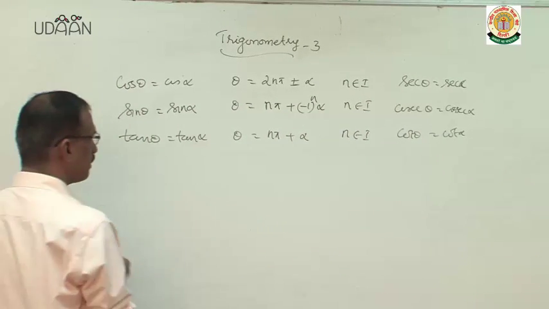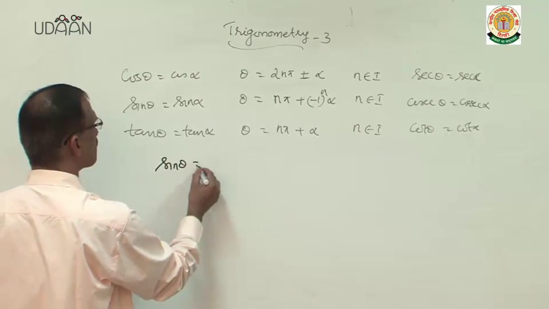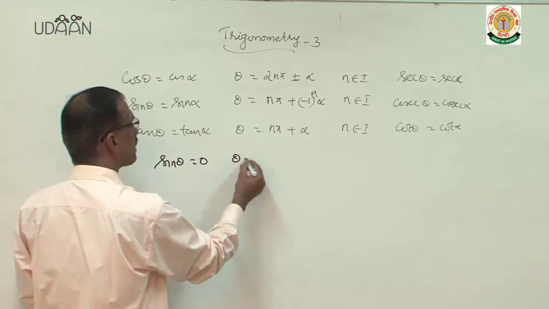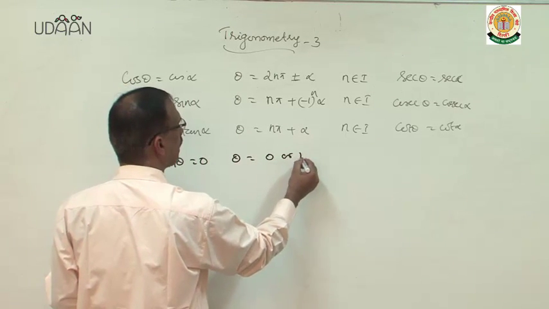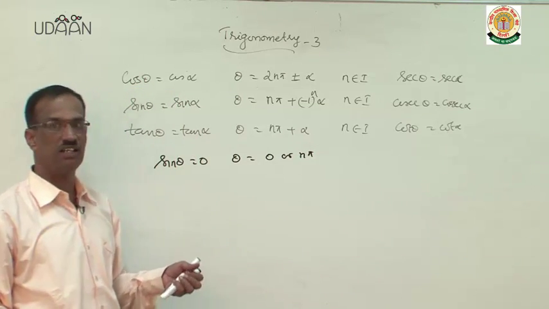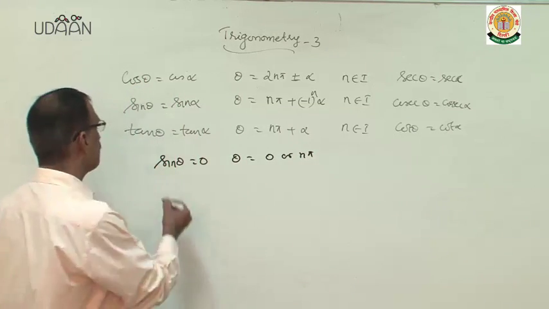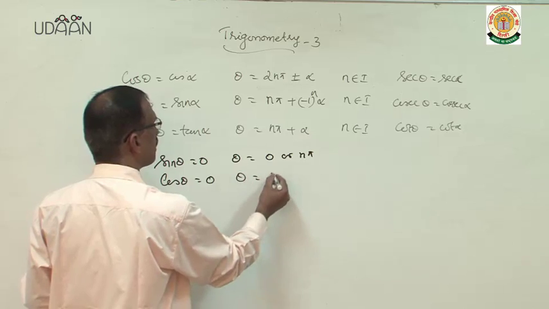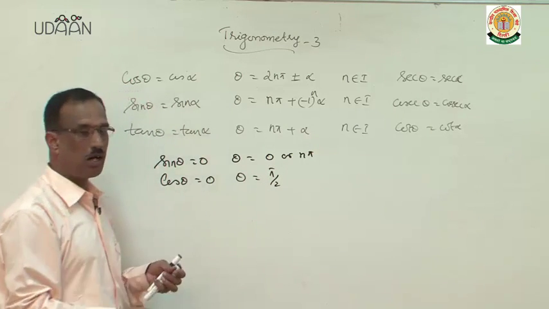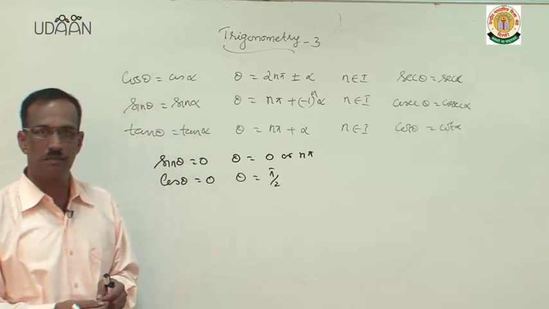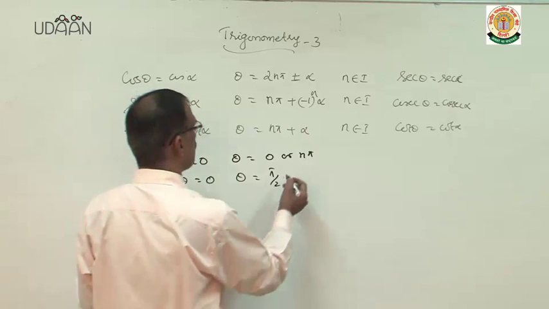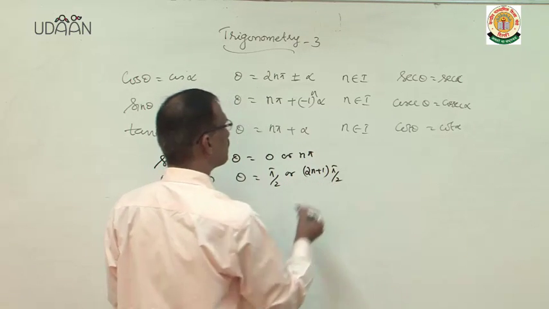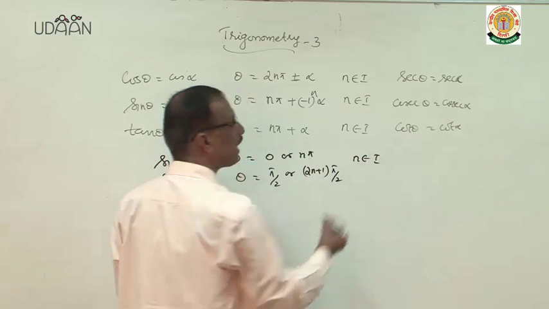Now, if you have sin theta equals 0, then theta will be either 0 or n pi. We know that at all multiples of pi, sin is 0. If cos theta equals 0, then theta equals pi by 2 or every odd multiple of pi by 2, where cos theta is 0. Therefore, we write that as 2n plus 1 pi by 2. Here also n belongs to I.